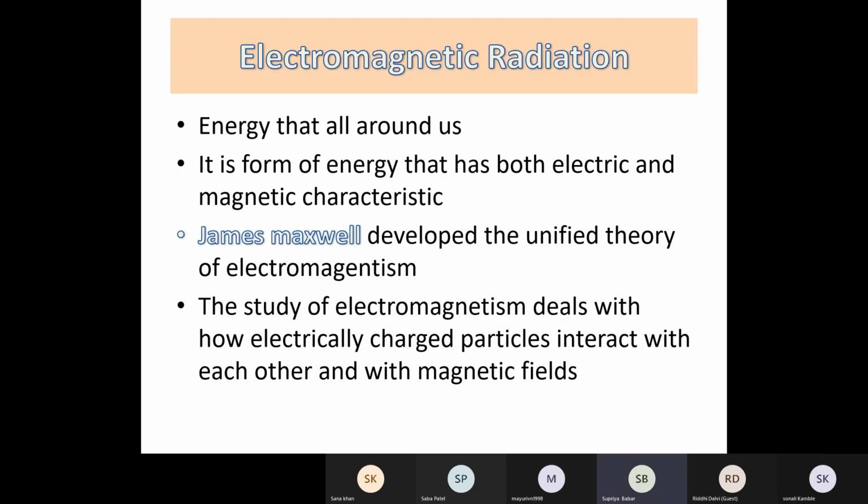Now, electromagnetic radiation is a type of energy. We are sitting over here, and in the environment, electromagnetic radiation is present. It is the energy that is all around us. It is a form of energy that has both electric and magnetic characteristics.